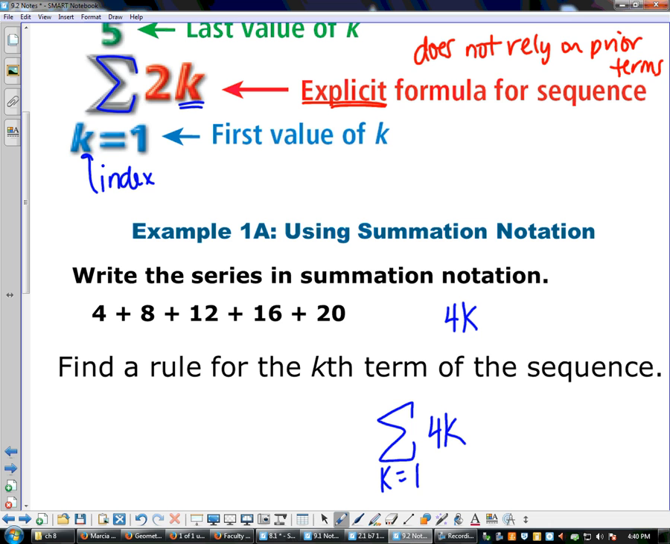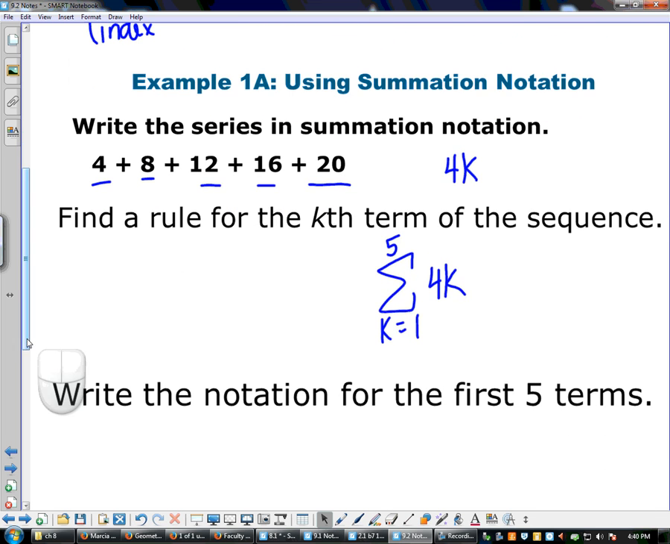If k equals 1, my first term is going to be 4. If k is equal to 2, my second term is going to be 8, and so on. And I want to add this all up for the first 5 terms, because there's 1, 2, 3, 4, 5 terms. So we're going to say the sum of 4k for k equaling 1 to 5. All right, and so that already is the notation for that one. So that first example is good there.